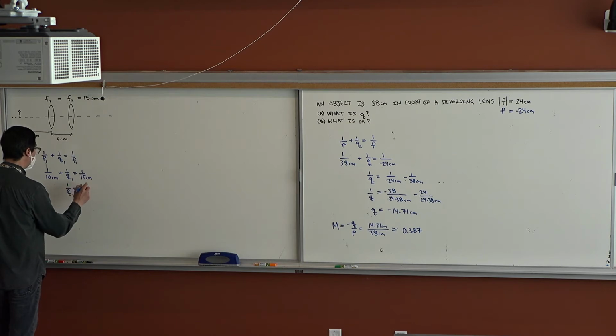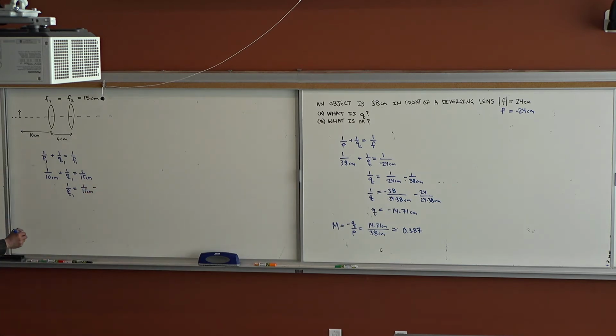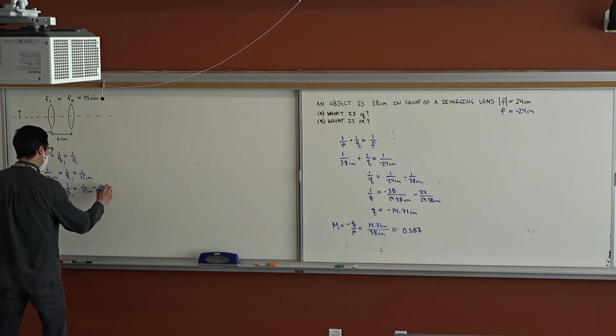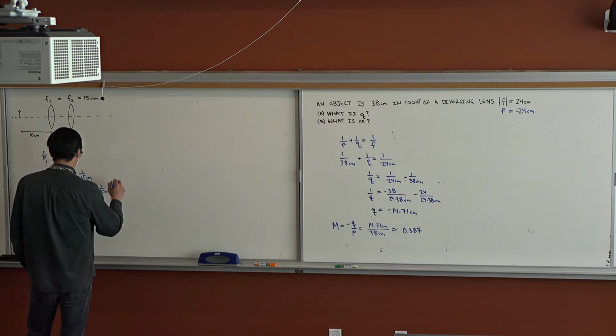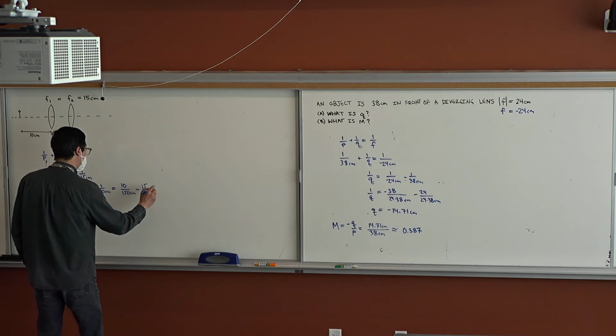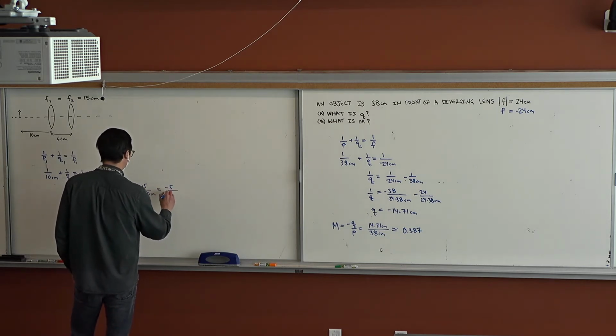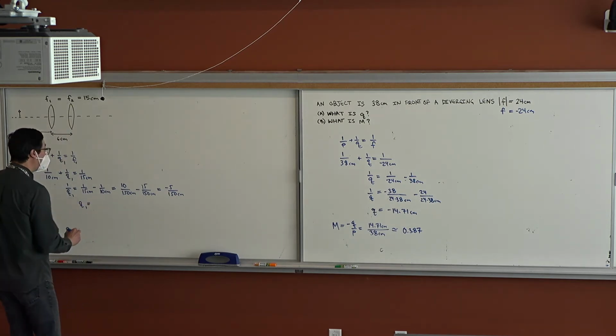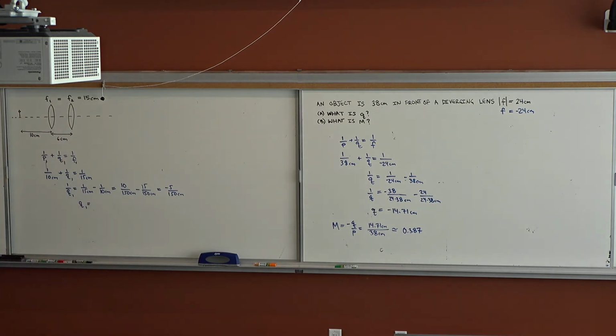And so 1 over q1 is 1 over 15 centimeters minus 1 over 10 centimeters, which is what? 10 over 150 centimeters minus 15 over 150 centimeters is minus 5 over 150 centimeters. So q1, is that just minus 30?